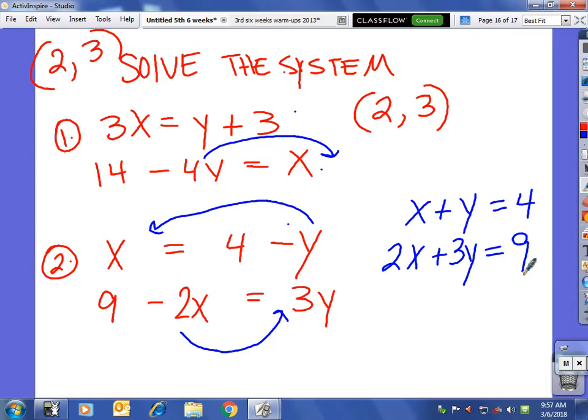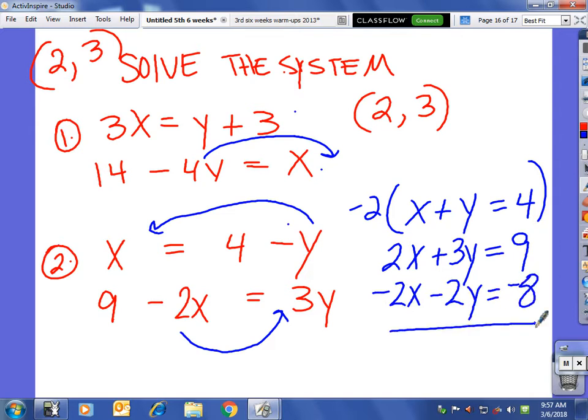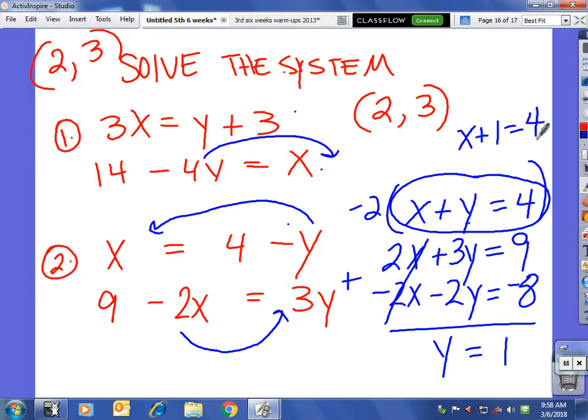It's relatively easy to cancel the x's or the y's. I'm going to multiply the top equation by negative 2. I'm going to negative double it. That would be negative 2x minus 2y equals negative 8. Sure enough, my x's will be eliminated, and I would have 1y equals 1. Now, I would probably go back to the easiest equation I could find, which looks like this one right here. In place of y now, I'm going to put a 1. So x plus 1 equals 4. What would x have to be? 3. So the answer here was 3, 1.